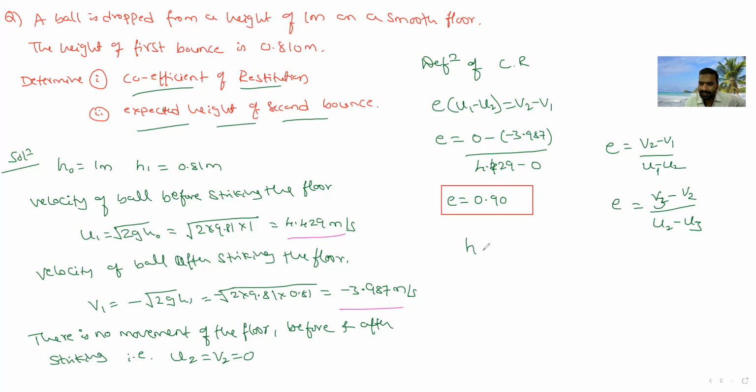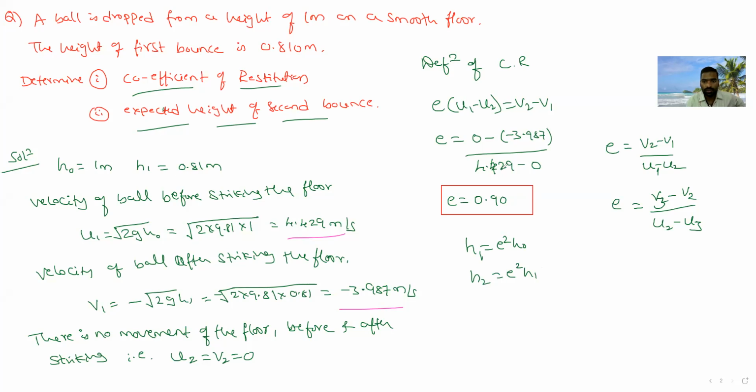Yesterday I have given that formula. What is that formula? H is equal to E square into H naught. If you take the first bounce, it is H naught. If you want the second bounce, H2 is equal to E square into H1.